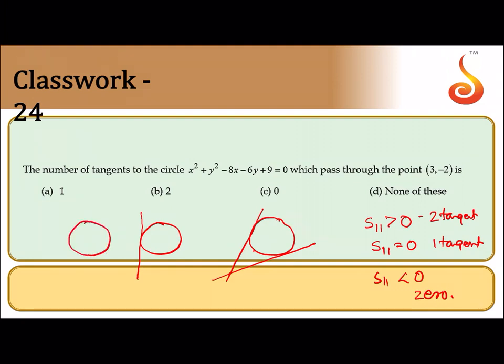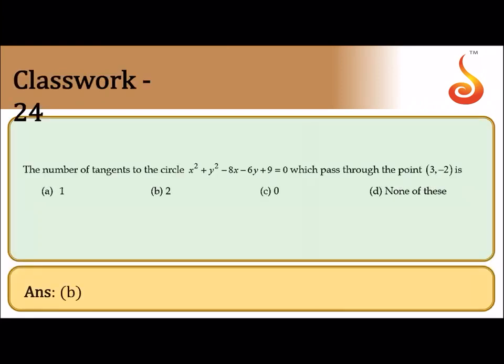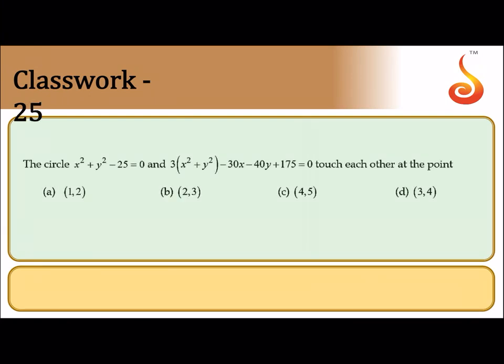Point is on the circle, 1 tangent is possible. If the point is inside the circle, no tangents. There are 0 tangents, 1 tangent and 2 tangents. So in our case, 2 tangents are possible. So this is the concept. Please remember once again. S11 greater than 0, 2 tangents. S11 is equal to 0, 1 tangent. S11 less than 0, 0 tangents. Option B is correct.